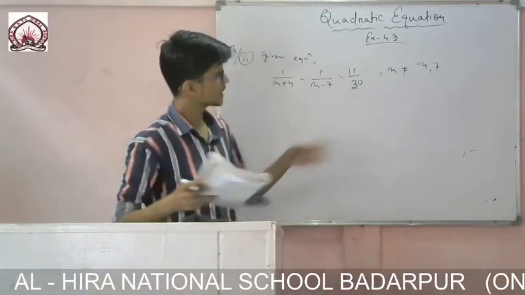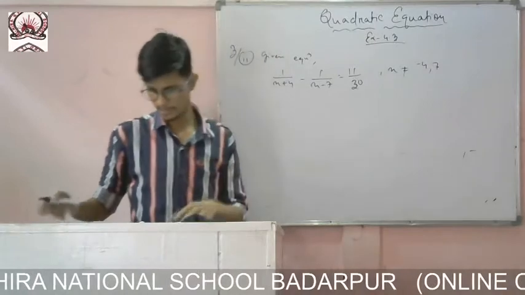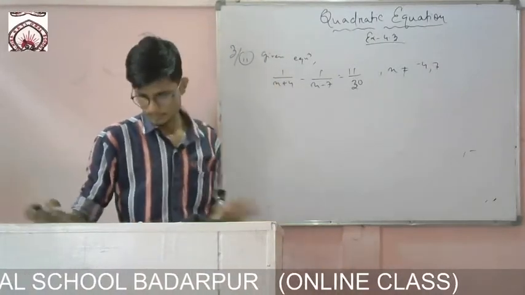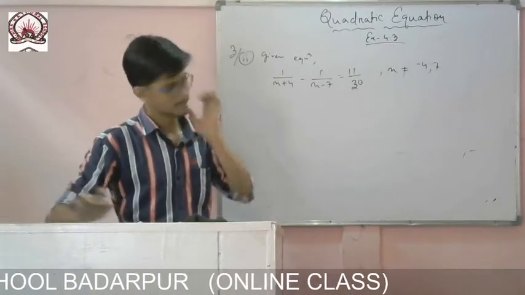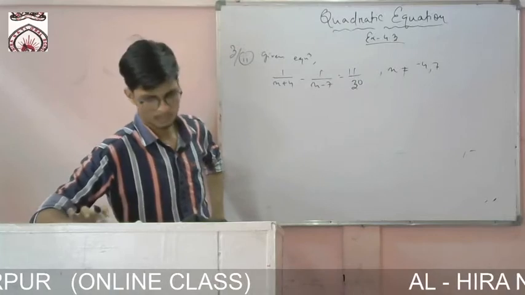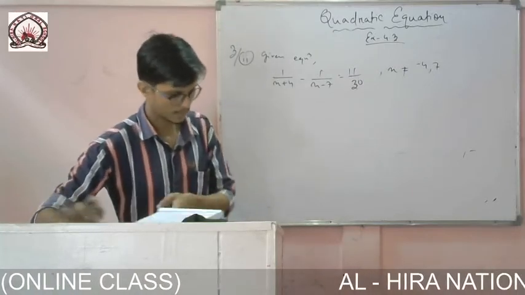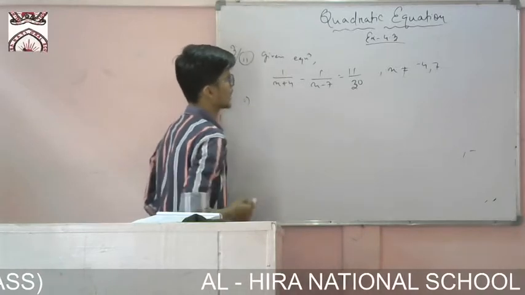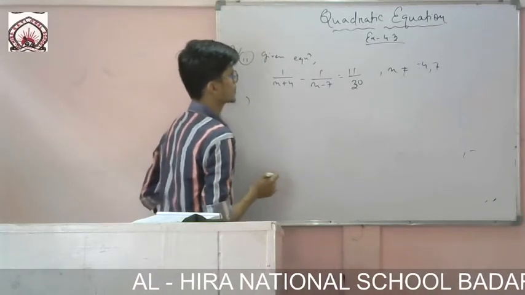That's why they have given that you don't put x equals minus 4, so x will not be equal to minus 4 or 7, okay, or else this question will not hold. So it is 1 by x plus 4 minus 1 by x minus 7 equals 11 by 30. First of all I have to make it a quadratic equation, then only I can solve it. So first of all I will make it a quadratic equation.